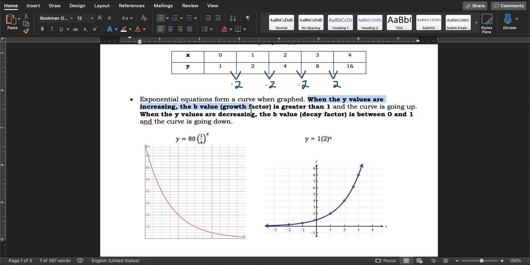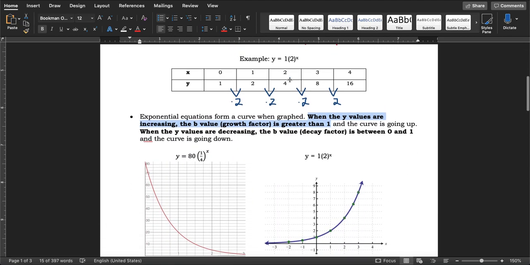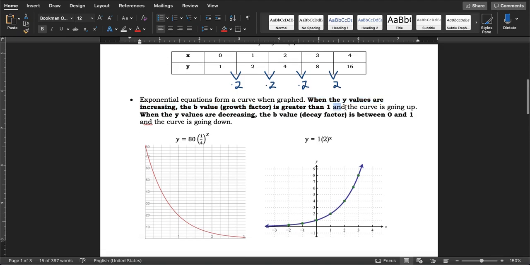When the y values are increasing, the b value, also known as a growth factor, is greater than 1. Remember, this was the b value. If the y values are increasing, we're going to call this the growth factor. And we can tell that the y values will be increasing when the growth factor is greater than 1, such as we saw in this situation. The growth factor was 2. That's a number greater than 1. So it caused the y values to increase. And in that case, the curve is going to go up, as we see here, when graphing that equation.